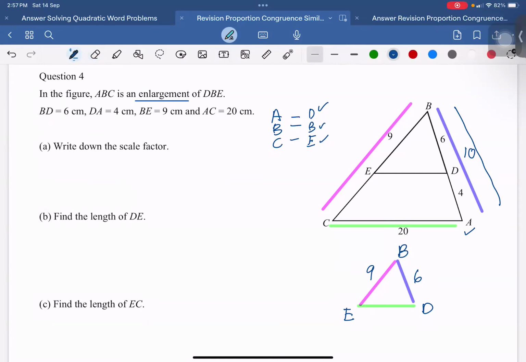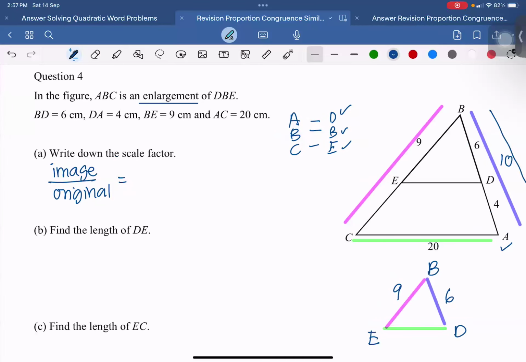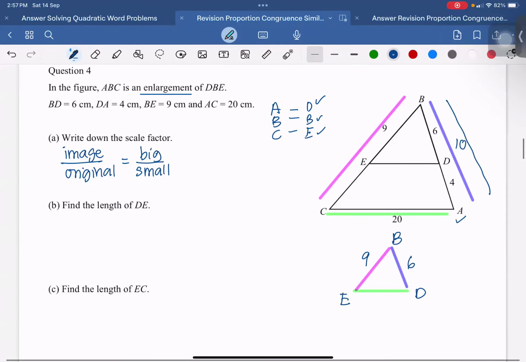Scale factor is given by image over the original. Okay, this one must be memorized: image over original. Then the question says this is an enlargement. Enlargement. Does it become big or become small? Big. So my image will be the big one, correct? My original will be the small one. So I take a pair of ratio of the sides, big over the small.